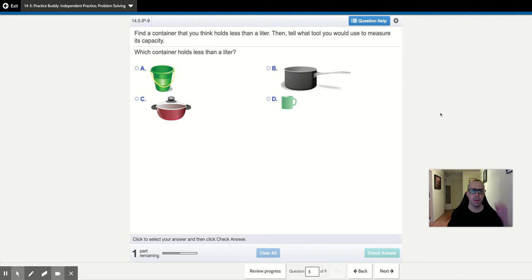All right, find a container that you think holds less than a liter. Remember what I said. Here's your 1 liter water bottle. It's a relatively large water bottle. You can see it's about as long as my face, and it's pretty wide too. So this is a liter. This is a pretty big water bottle. Which of these do you think holds less than that?